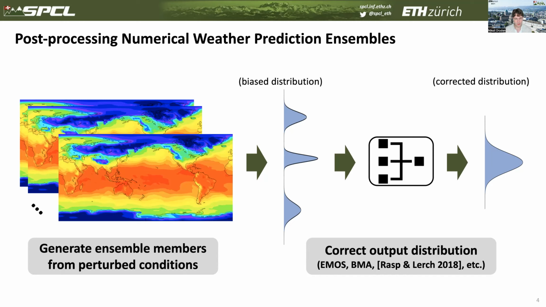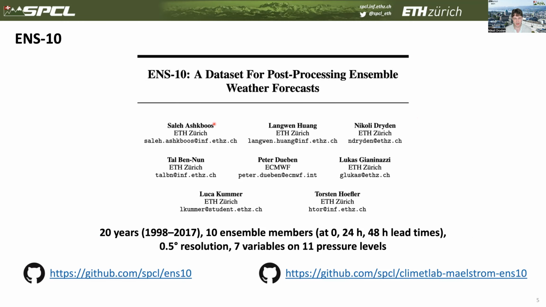So to address this, we are introducing ENS10 in collaboration with the ECMWF. This is a dataset designed specifically for post-processing ensemble weather forecasts from numerical weather prediction systems. This dataset contains 20 years of data produced by the ECMWF's production forecast model, with 10 ensemble members producing 3 forecasts a week at quite high spatial resolution and with a number of relevant variables.